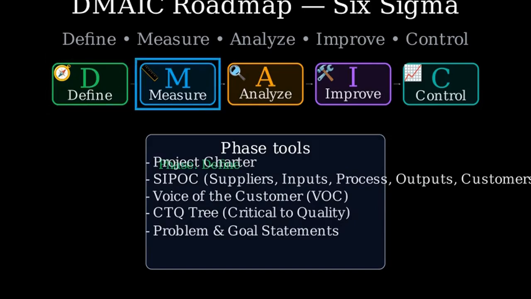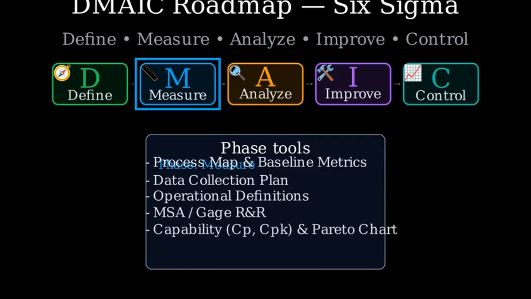Next is the measure phase. We build a baseline of current performance and ensure our measurement system is reliable. Common tools are the data collection plan, operational definitions, measurement system analysis or Gauge R&R, and our process capability and Pareto charts.